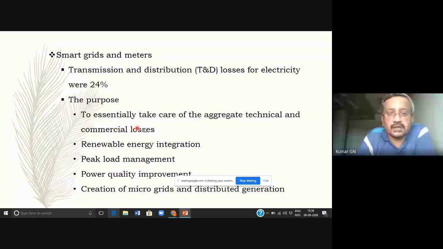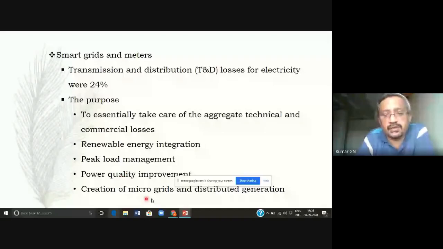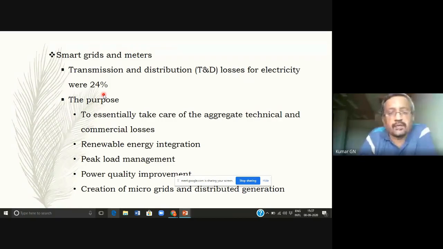The purpose is essential to take care of aggregate technical and commercial losses, renewable energy integration, peak load management, power quality improvement, creation of microgrid and distributed generation. For example, assume that nuclear power plants are there in Kaiga, and power is supplied to Bangalore. Nearly 400 kilometers, the transmission losses will be there. Instead of that, we can install solar energy power plants or other renewable energy power plants nearer to Bangalore, where the distance is less. So we can avoid transmission loss.